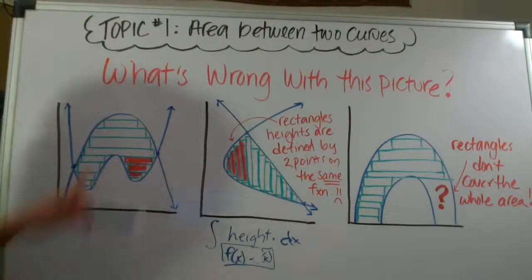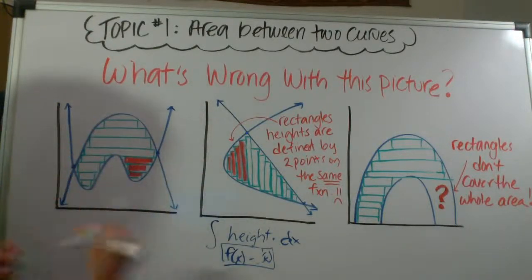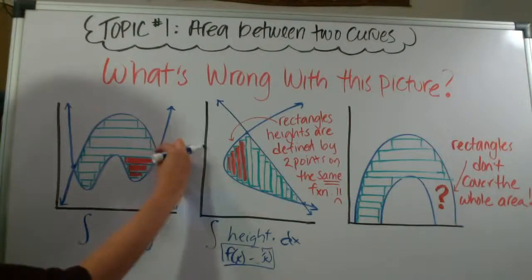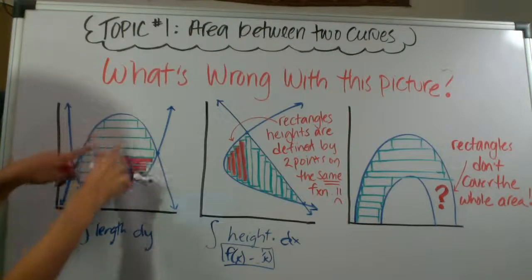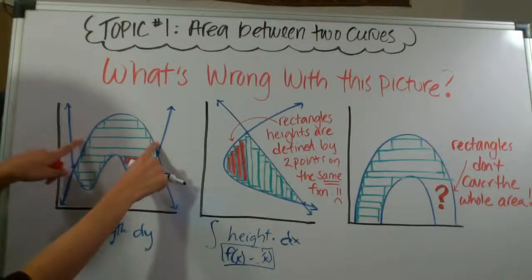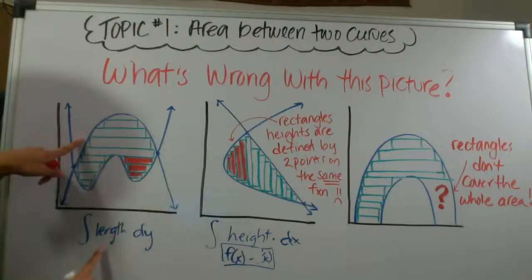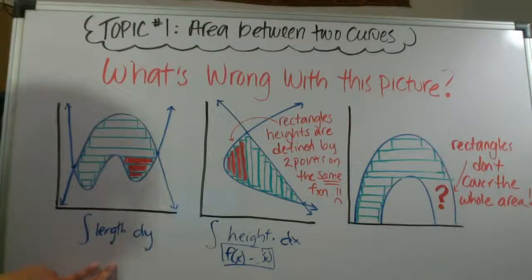The same is actually true for these horizontally defined ones. For the horizontal rectangles, this means we're integrating with respect to dy because the thin part of the rectangle is a little snippet of y. So we'd be multiplying the length times dy. But in this case, at the top here, the length of these rectangles is determined by 2 points on the same function, which means maybe we're subtracting x1 minus itself. And that's going to cause confusion. It's not going to work out.